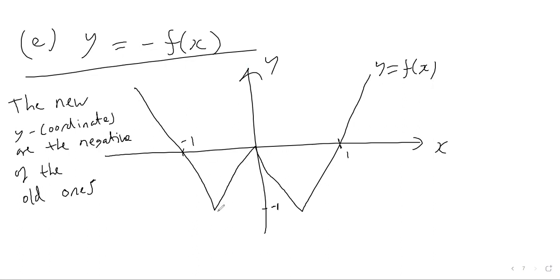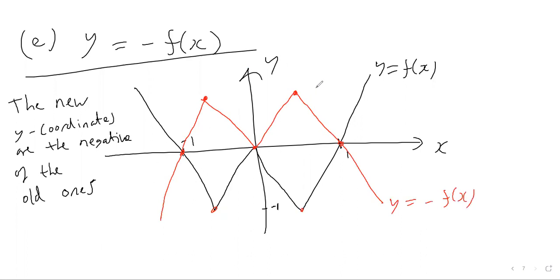So, for example, this -1 on the y-axis there is now going to become a negative -1, so a positive 1. So something like this. -0 is still 0. So that's still 0. That's still 0. So the graph is just reflected, well, upside down like this, basically. It's going to look something like this. So this is our graph of y equals negative f of x.